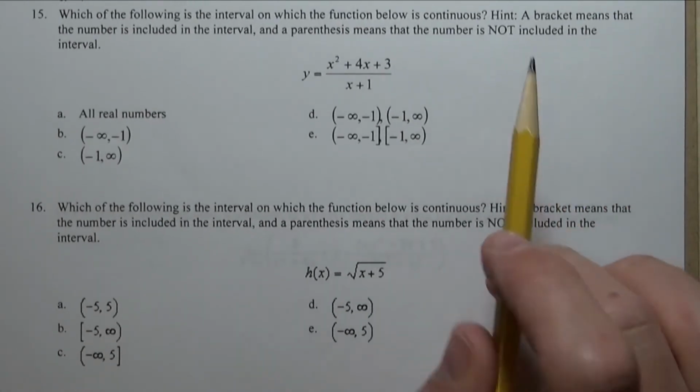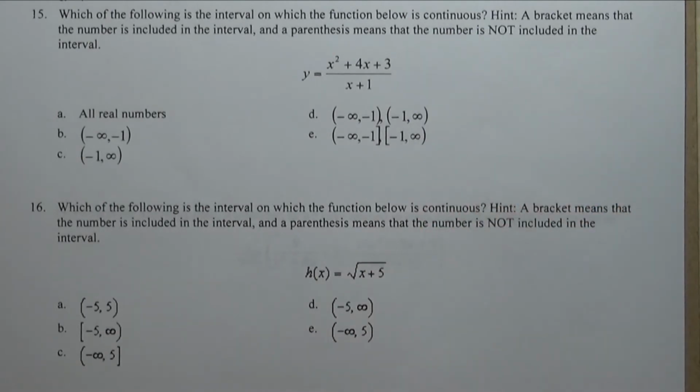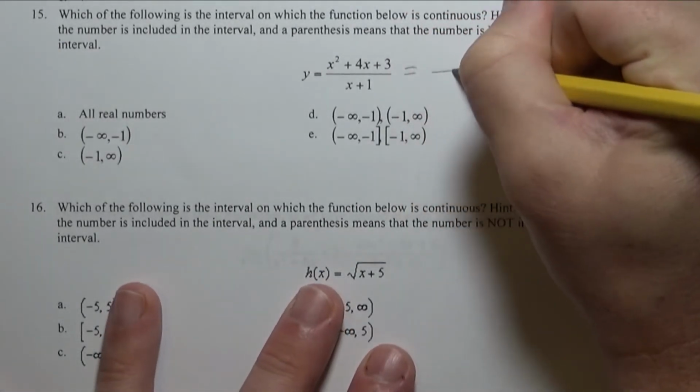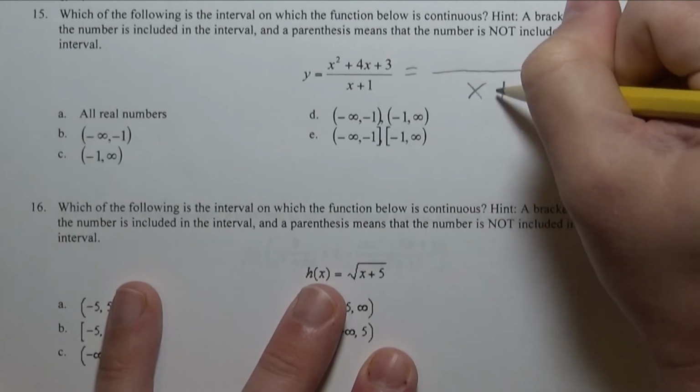All right. Continuity has to do with there not being any holes or breaks or vertical asymptotes. Smoothness is not required for there to be continuity. And by the way, can this be factored? Oh, if you can factor, please do.